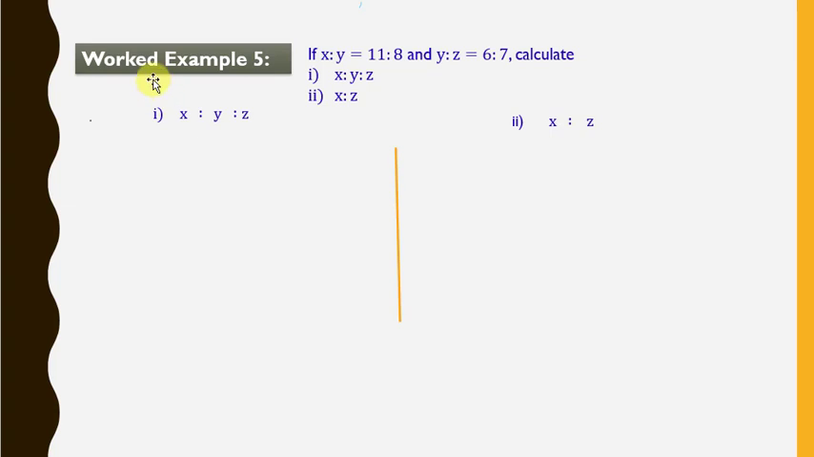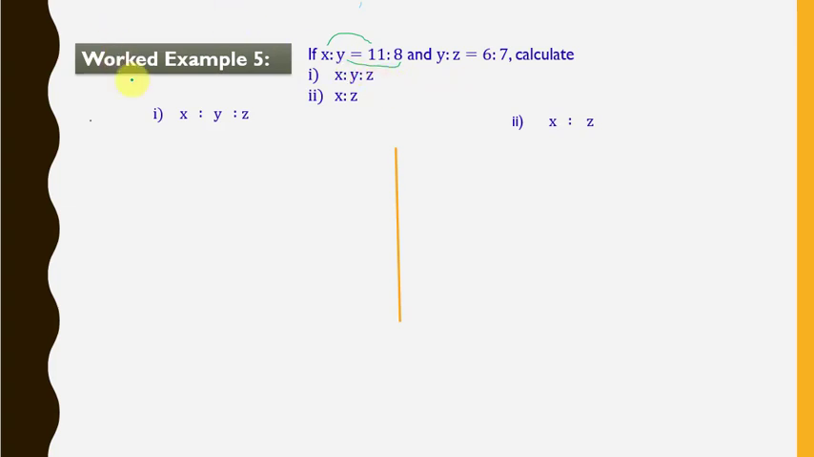Okay students, today we are going to solve worked example 5. In this question, if x is to y is equal to 11 is to 8, it means that x is actually 11 and y is 8. So the value of x is 11 and y is 8. Now y and z equal 6 and 7, so it means that y is 6 and z is 7. Calculate x, y and z.